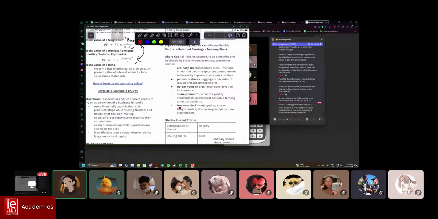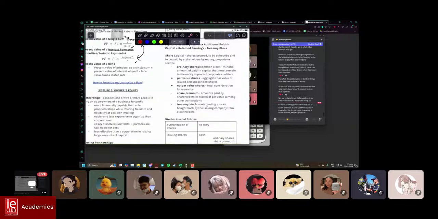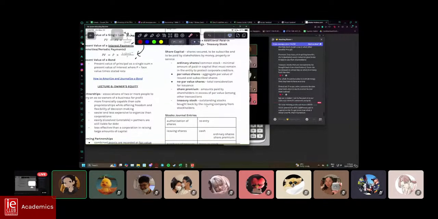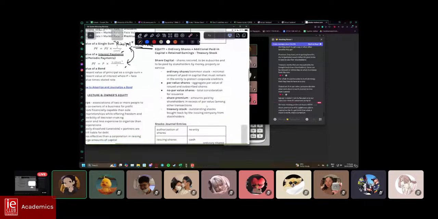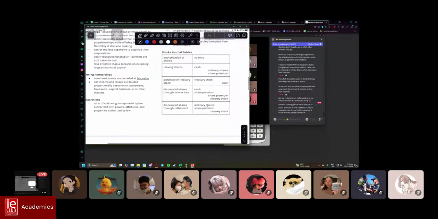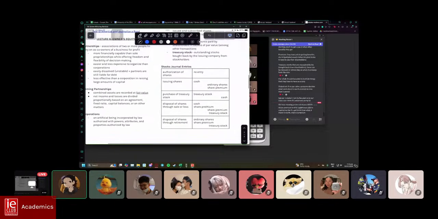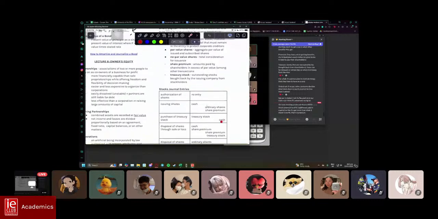Okay. Then treasury stock is outstanding stock bought back by the issuing company from stockholders. Basically, when the company buys back the stocks, they won't be part of the outstanding shares anymore. What I remember is that treasury stock is shown as a minus here. It's a contra equity account, but I'm trying to recall where the money gets deducted from, because this is going to be a debit. Ah, okay, it just comes from the cash. So when issued stocks are bought back by the company, it's a debit to treasury stock since it's contra equity, and it's just paid for with cash.